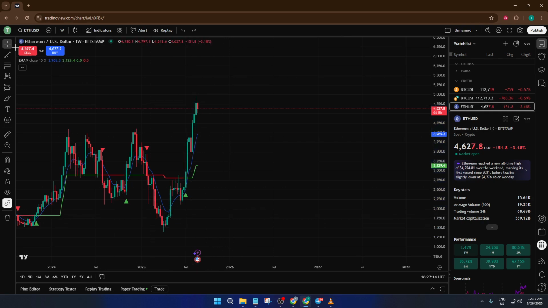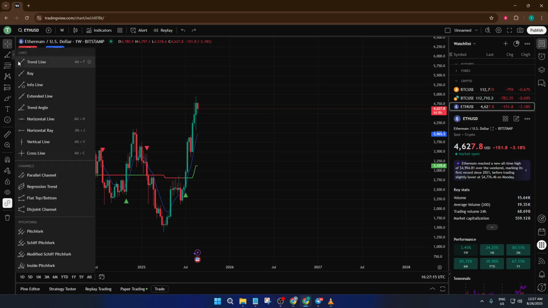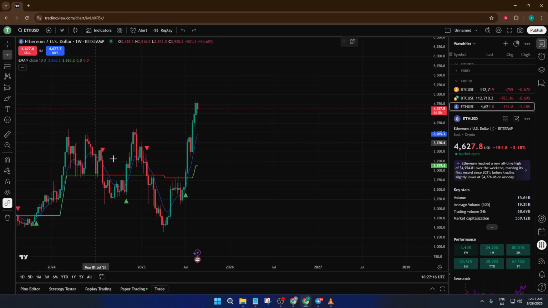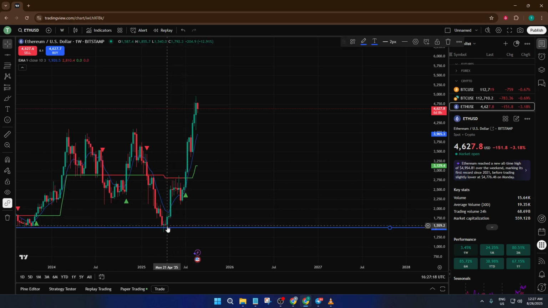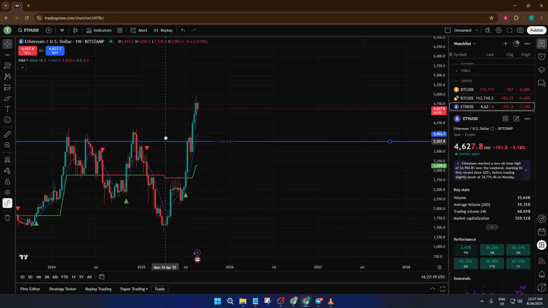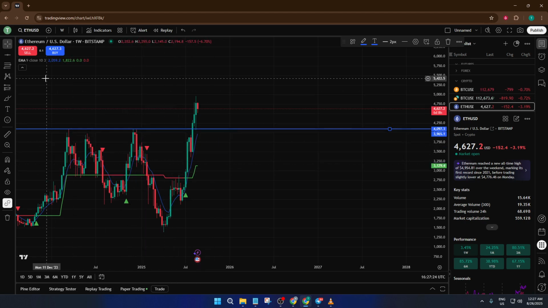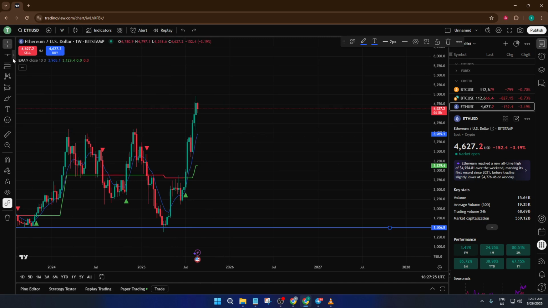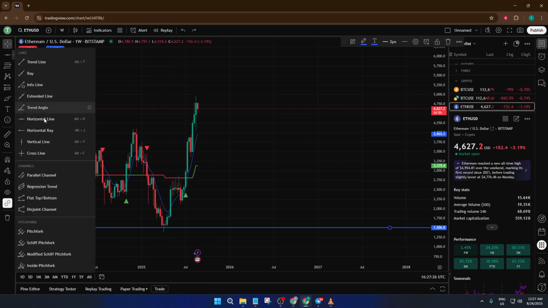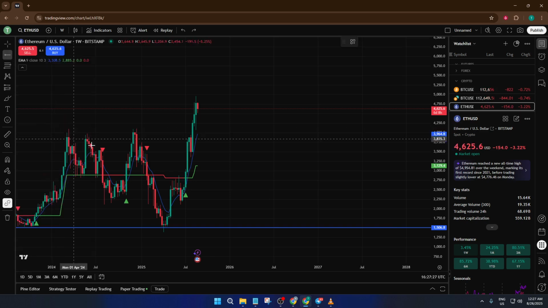Next is the horizontal line. This puts a flat line across your entire chart at a specific price. Super useful for marking support, resistance, or any level you want to keep an eye on. Click once at the price level you're interested in and TradingView does the rest. It's one of those no-nonsense tools that you'll end up using almost every session. Following that, we've got the horizontal ray. Similar idea, but this line only extends to the right from your chosen point. It's perfect for marking off important zones without cluttering up the past part of your chart.